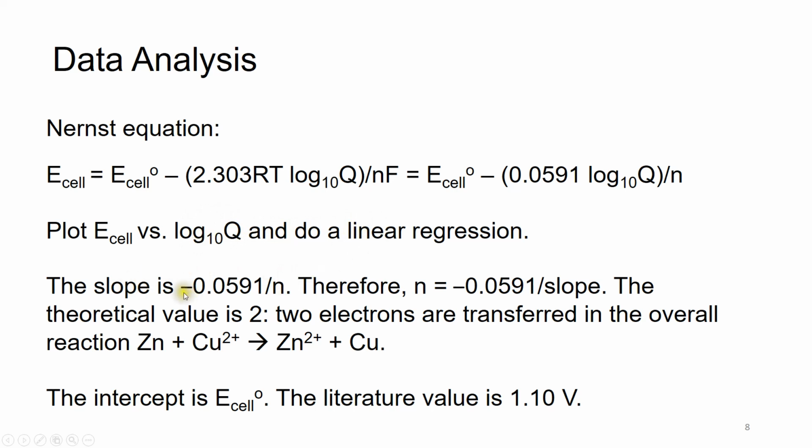And the slope is going to be negative 0.0591 over n. So you can see over here, this term is negative 0.0591 over n times the logarithm of Q. What about the intercept? Again, this is the intercept. The standard cell potential is the intercept. The literature value of the standard cell potential is 1.1 volt.